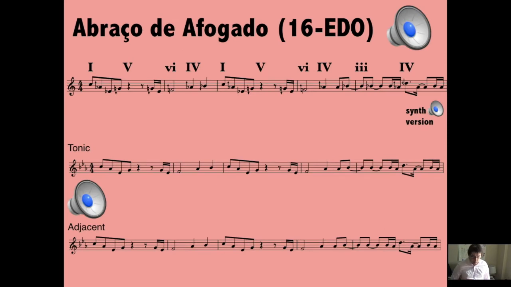So let's go ahead and take a look at that. So here's how the song goes in this first part, and look at the chord analysis as well. Oops, I have an extra note, that's okay. Okay, so that's how that goes. And then here's the synthesizer version I came up with.